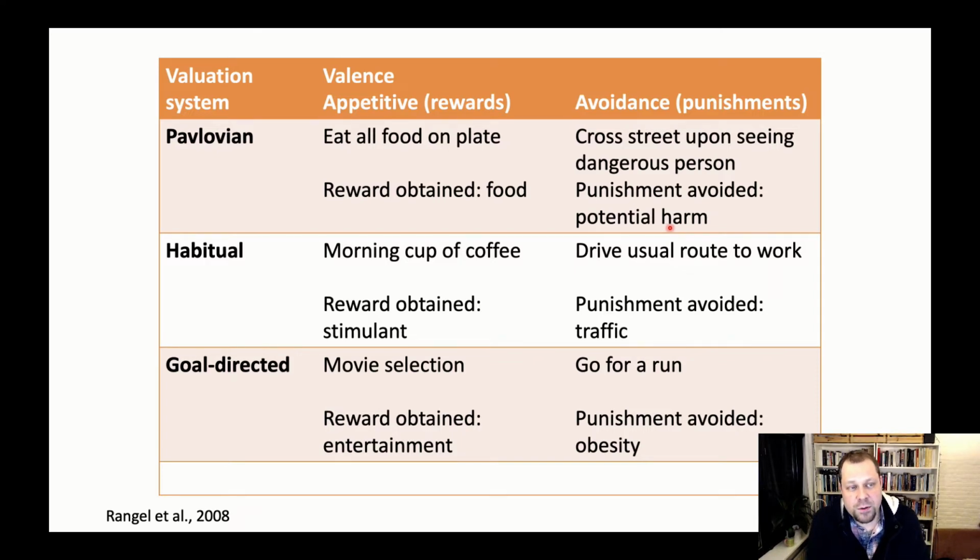So the point of the Pavlovian system, it being hard-coded, is to make sure that we survive, right? So it makes sure that we approach rewards, and that is eating the food, and that we avoid punishments, and that's avoiding potential dangers, such as a dangerous-looking person. Now, the habitual system is related to the instrumental conditioning paradigms that we talked about.